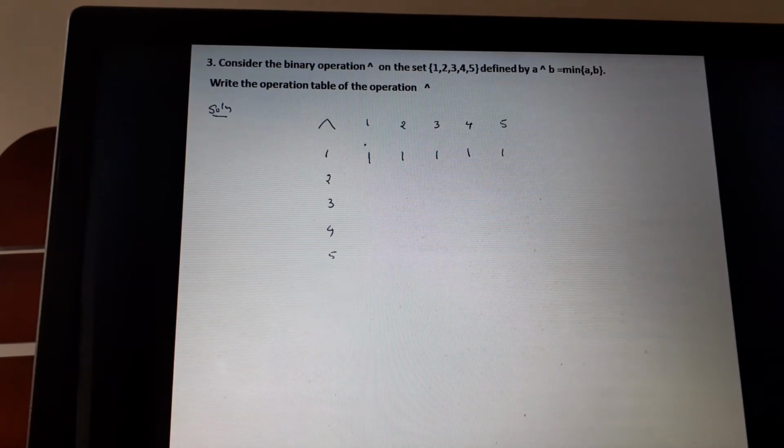Minimum of 2 and 1. Here, in this column everything will be 1 because this is 1. Minimum of 3 and 1 is 1. This is 1. This is 1. Like that you have to construct the operation table. Minimum of 2 and 2 is 2 only. And here all will be 2 because minimum of 2 and 3 is 2. This is also 2. This is also 2. In the same way here 3. Minimum of 3 and 2 is 2 here. Then 3 and 3 is 3. 3 and 4 is 3. 3 and 5 also is 3.